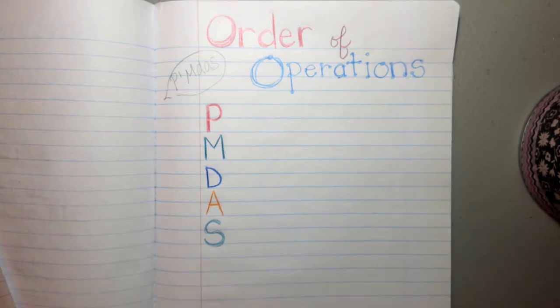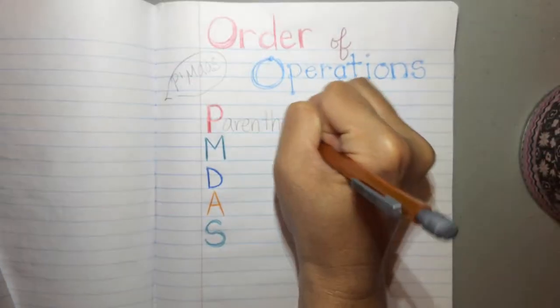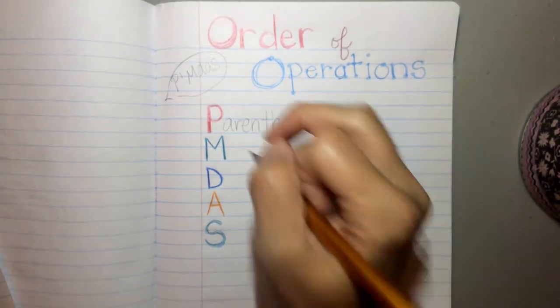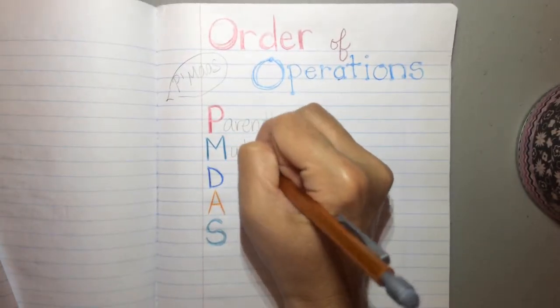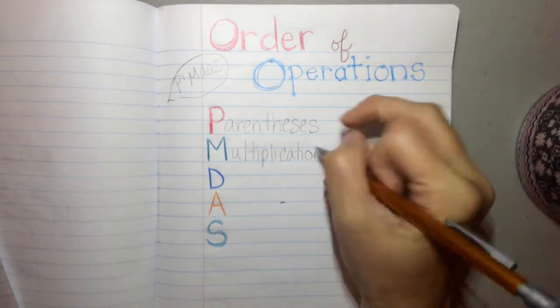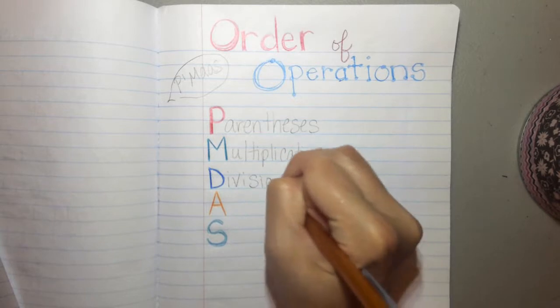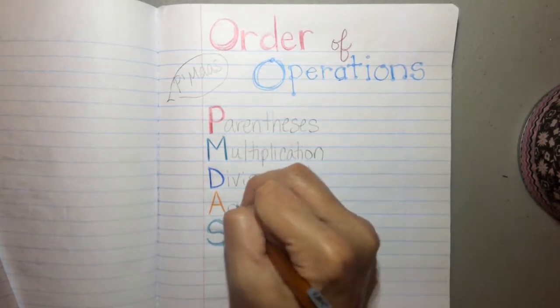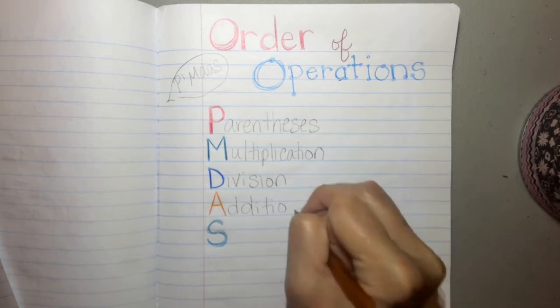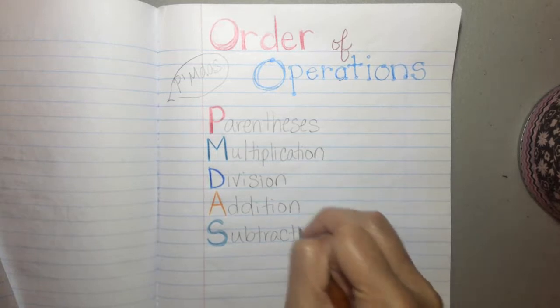So, what do each of these letters stand for? The P stands for parentheses. The M stands for multiplication. The D stands for division. I bet you're going to guess what the A stands for. Yeah, addition. And yes, the S stands for subtraction.